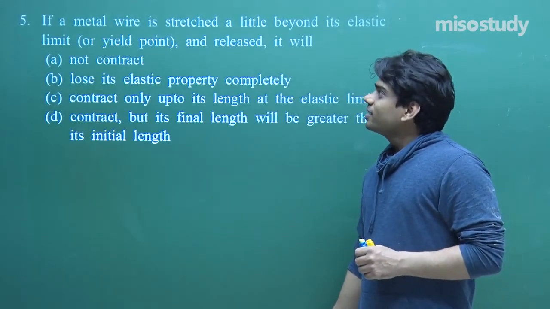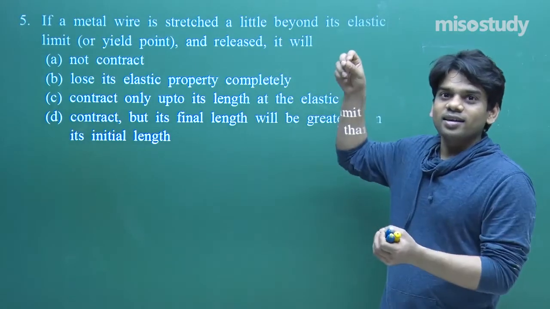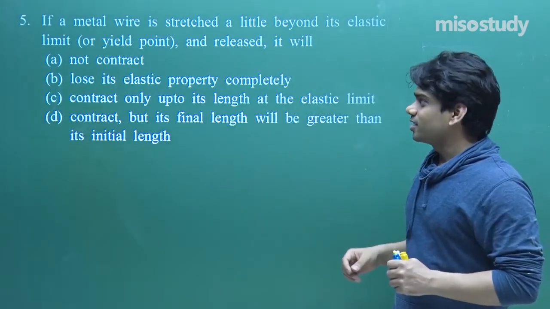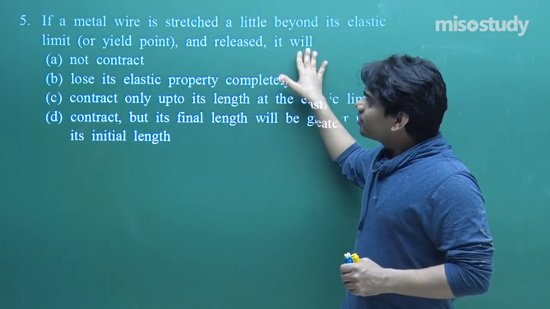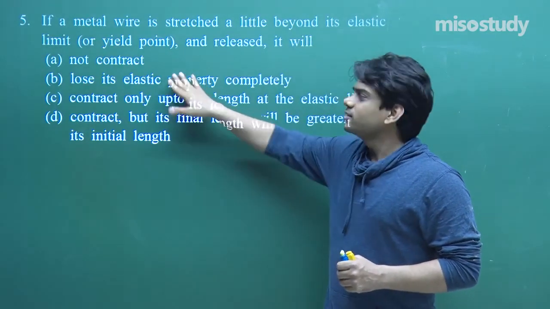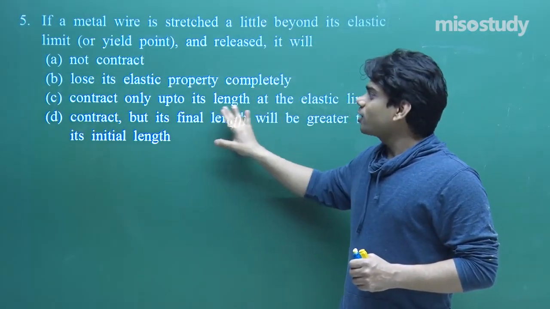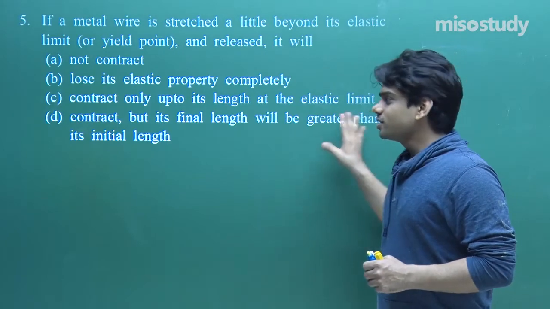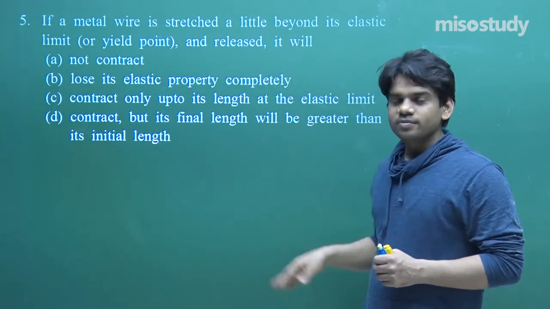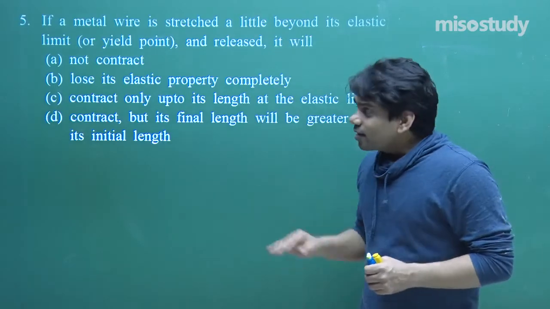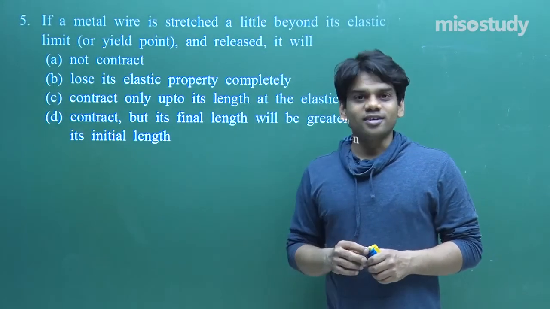If a metal wire is stretched a little beyond its elastic limit or yield point and released, it will: A, not contract; B, lose its elastic property completely; C, contract only up to its length at the elastic limit; D, contract but its final length will be greater than its initial length. For this case, I have taught you about the stress strain curve.